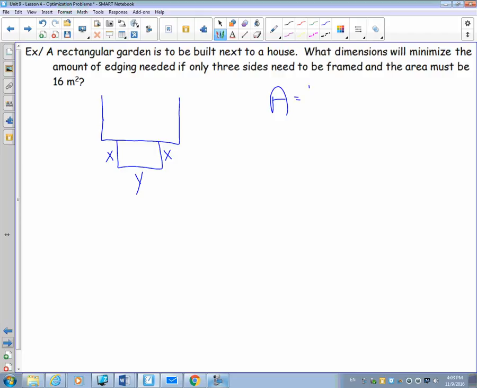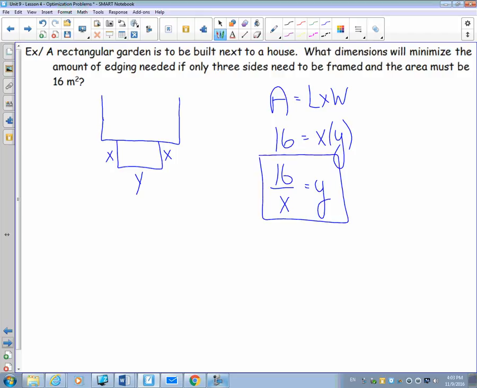I can make an expression for area, which in our case is 16 equals x times y, which means I can probably rearrange this for one of my variables. Just thinking ahead, that's what I did last time. What else did they ask us for? They want to minimize the edging. How much edging do I need? Well, my edging is made up of 2 x's and a y. And I want to minimize that edging.